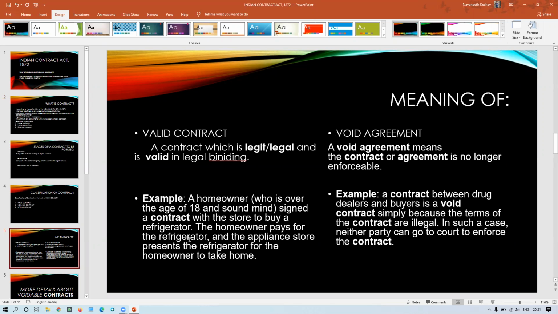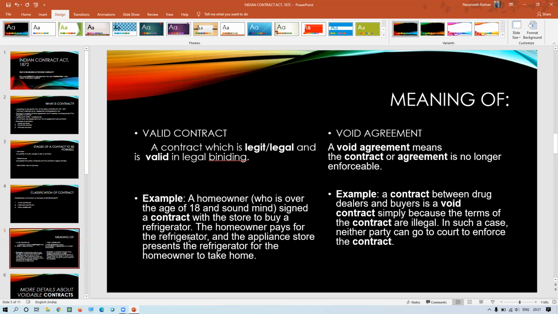Now come to void agreement. A void agreement holds no value in the eyes of law. That means it cannot exist. It is illegitimate. A void agreement means a contract or an agreement which is no longer enforceable. For example, something which is unlawful can also be an example of this. That is what we are going to study now.